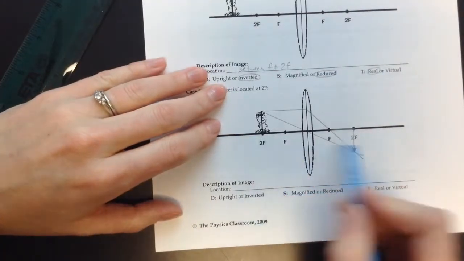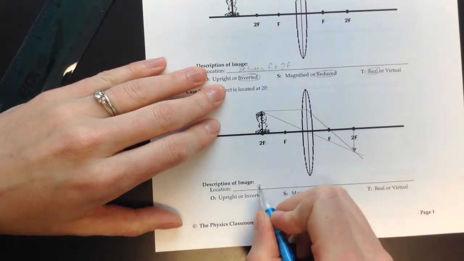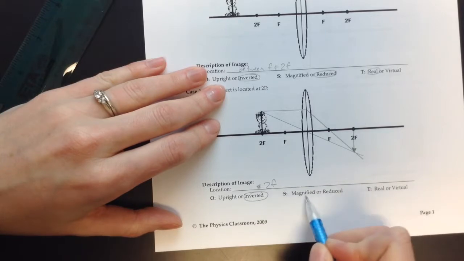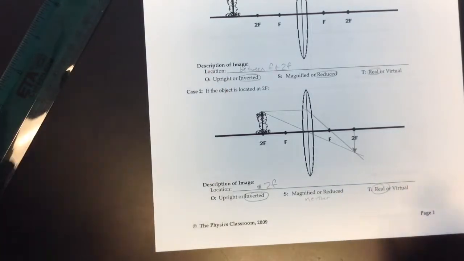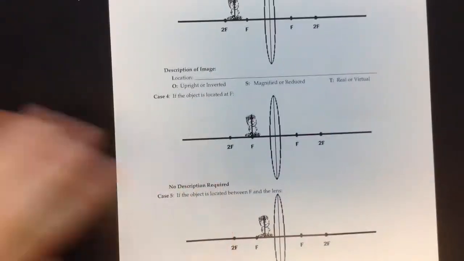So when it's at 2F, if your object is at 2F, your image is at 2F. And it is inverted, it's neither, and it is real. So we would have an image there also. On the back side, if you turn the page here, we've got a few more.